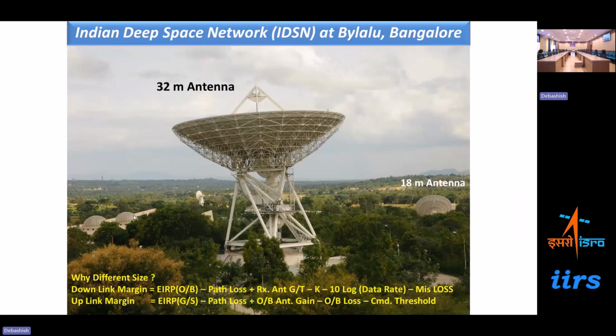But for the Deep Space Network, why do we need a bigger antenna? That is to address the link margin, because of the distance. If you see the Moon, it is around 4 lakh kilometers, so because of this path there will be path loss, and the signal strength will be very, very low. To have a very good bit error rate, so that we don't get any error in the data, we need a bigger antenna, where we have a very good link margin for the uplink and for the downlink.